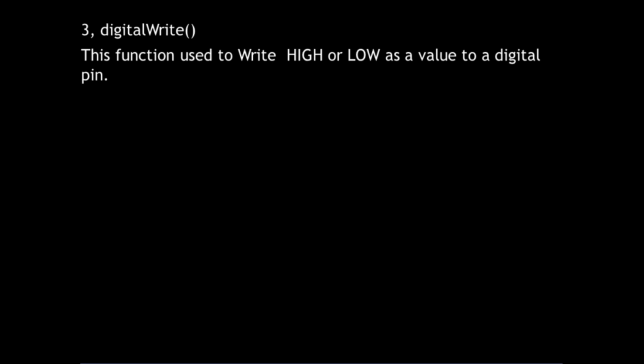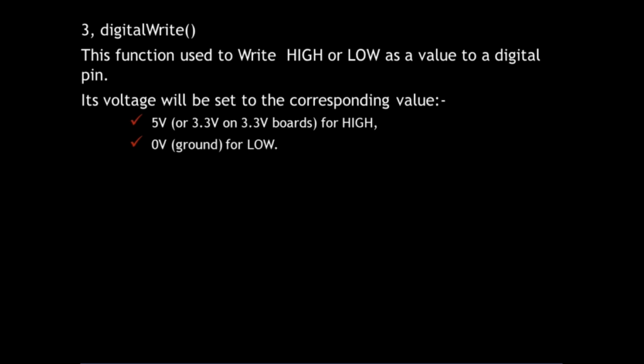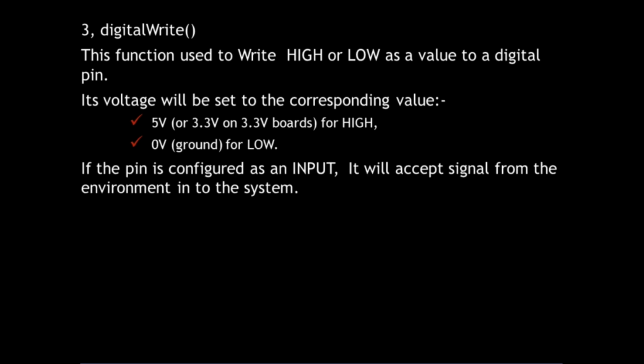Number 3, digitalWrite. This function is used to write a HIGH or a LOW value to a digital pin. If the pin has been configured as an output with pinMode, its voltage will be set to the corresponding value: 5 volt, or 3.3 volt on 3.3 volt boards, for HIGH, and 0 volt or ground for LOW. If the pin is configured as an input, it will accept signal from the environment into the system.